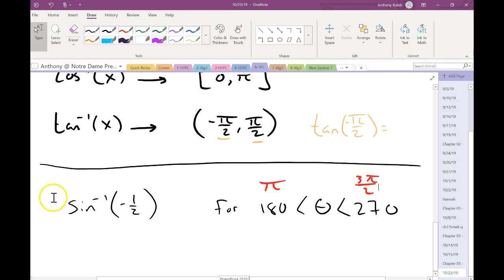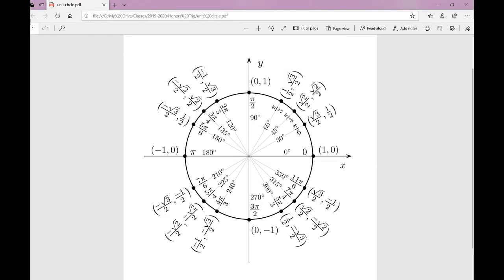So if I want to do this without using my calculator, I'm going to look at my unit circle. Sine is which coordinate on my unit circle? It's the y's, right? So I'm going to look at all the y coordinates and look for the places where I get a negative 1/2. So that's 7 pi over 6, or 210. And then 11 pi over 6, or 330.